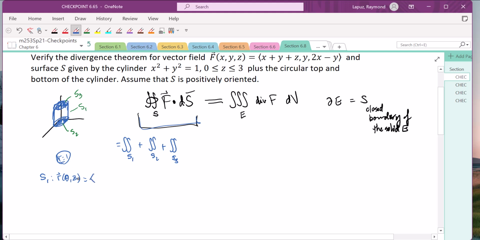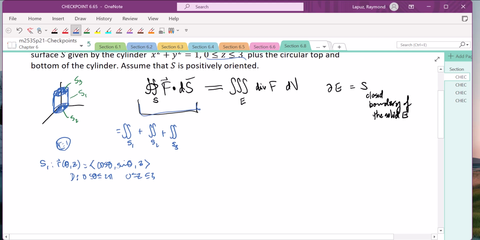So our x is going to be r, that's 1, times cosine of theta. Our y is going to be r sine theta, and our z is going to be z. Now we want to identify the domain as soon as we can. Our domain here is going to say that theta goes from 0 to 2 pi, and then z will go from 0 to 3, as they stated.